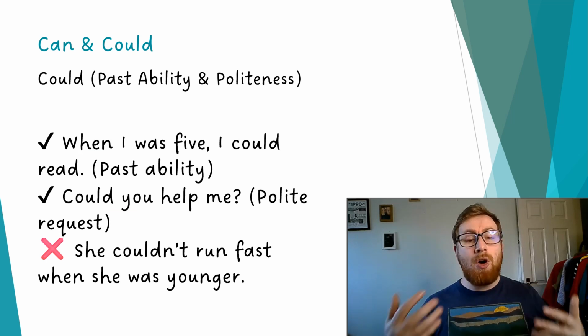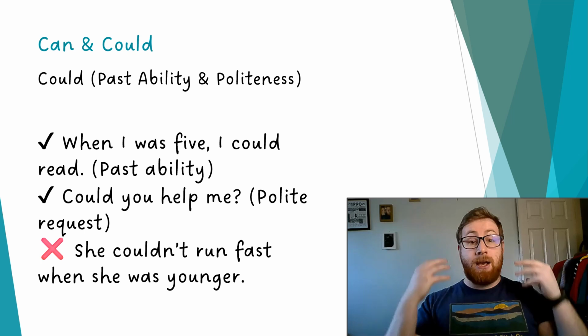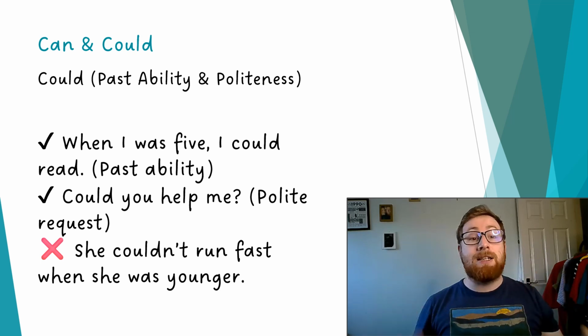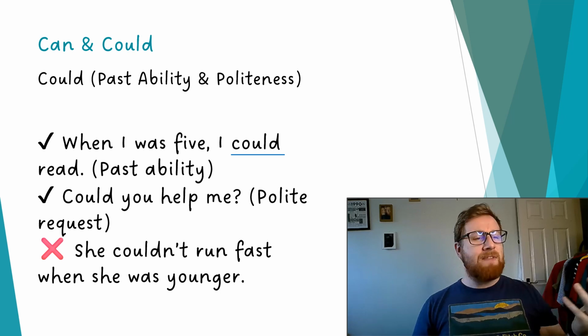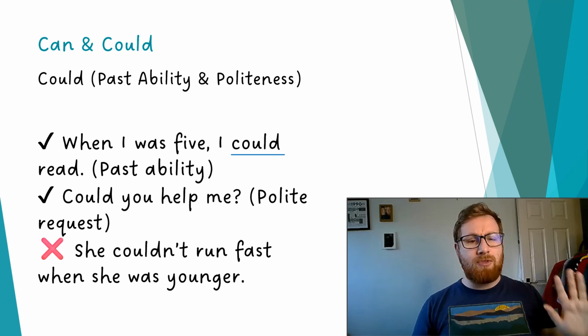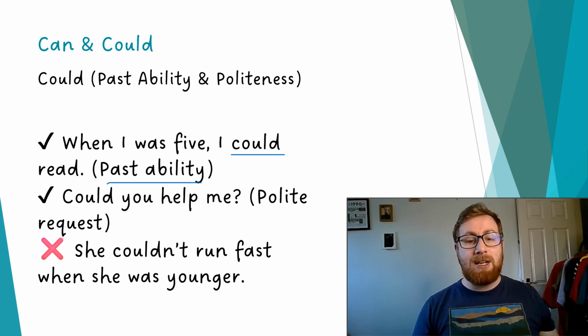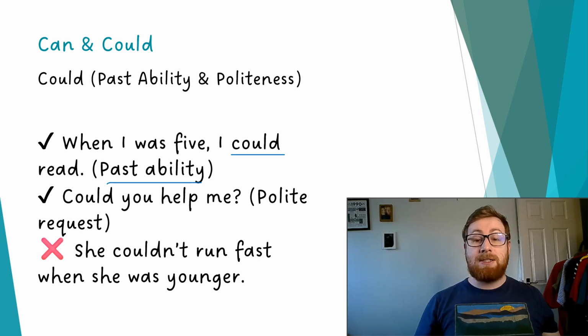Now we use could for something in the past, or perhaps politeness. So when I was 5, I could read. Something's happened. Now I'm older, I can't read. It's a past ability, something that happened in the past.